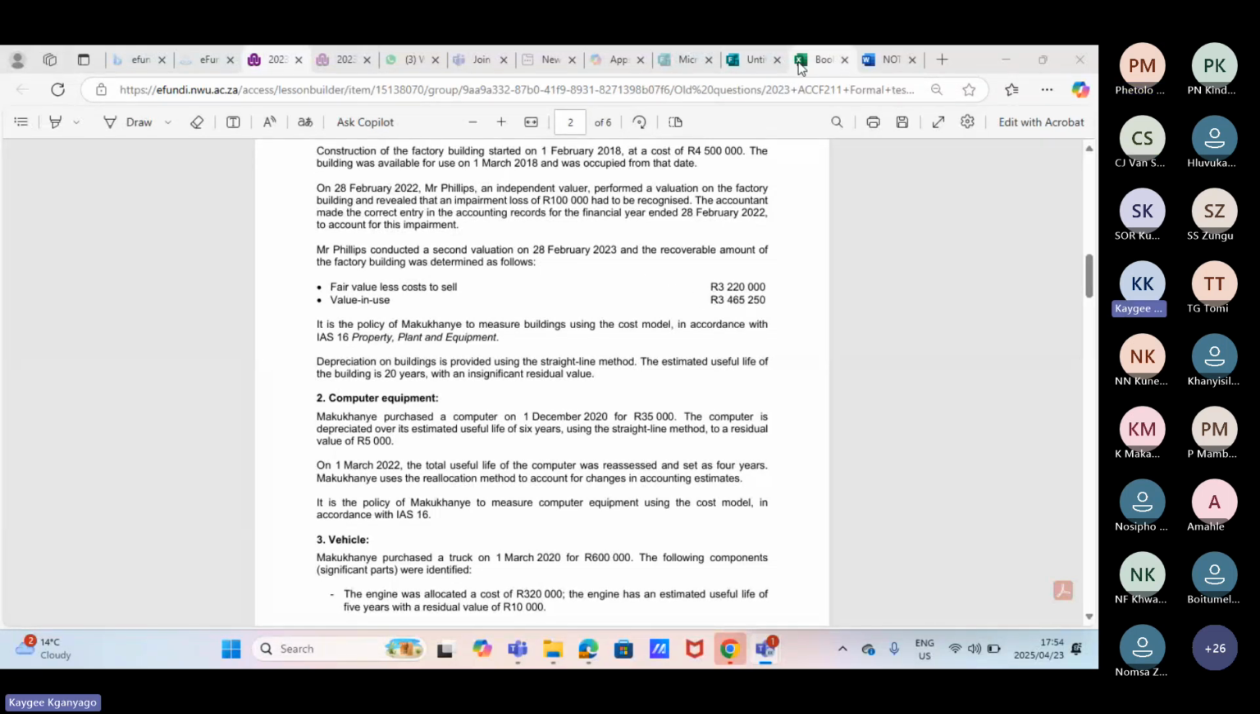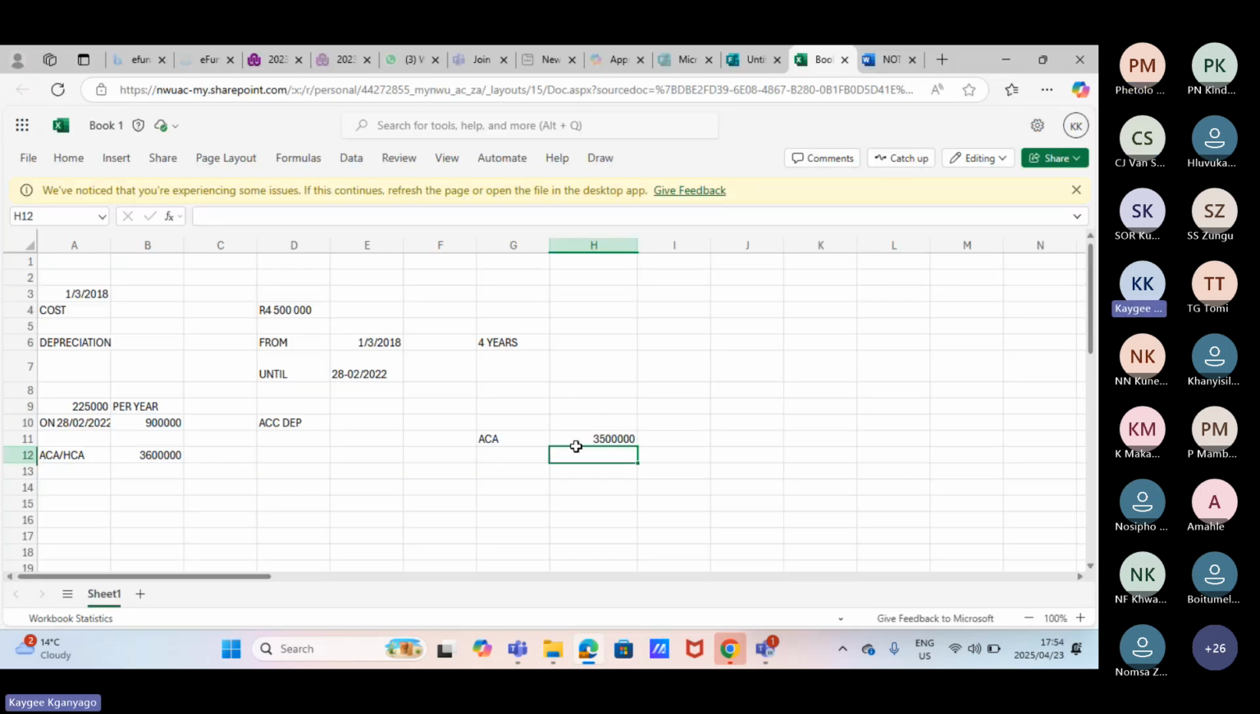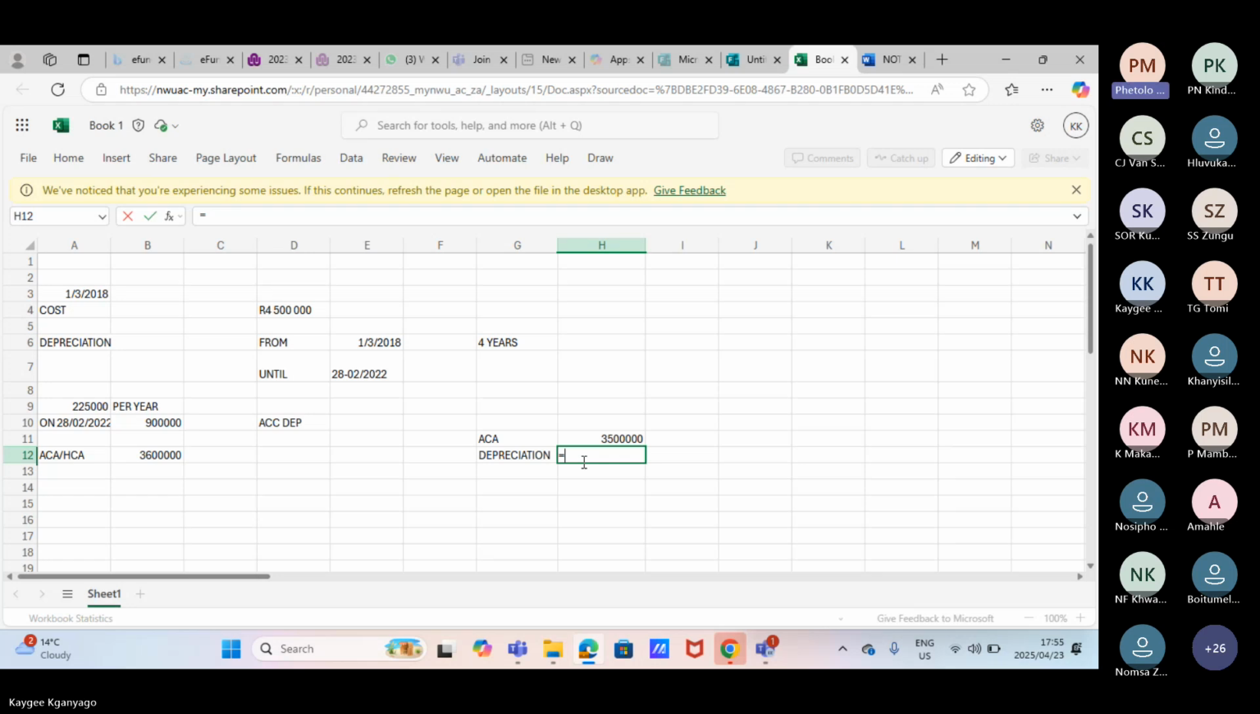We should now determine the recoverable amount. Before the recoverable amount, I must now depreciate. Do you agree? Yes. I must now determine the depreciation on this asset, which will be how much? It will be 3,500,000 divided by what? The remaining useful life. 20 years minus 4 years, 16. You agree? It's for the full year, ne? This is the depreciation amount. Do you agree?